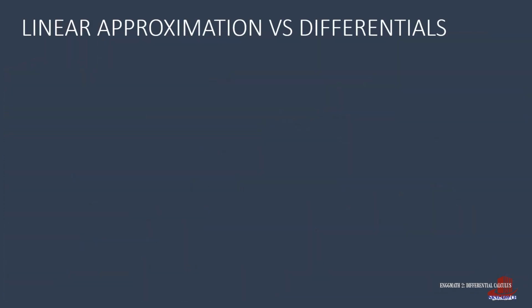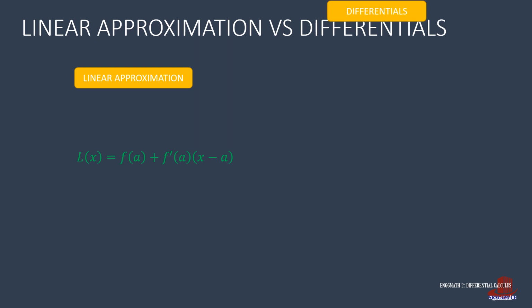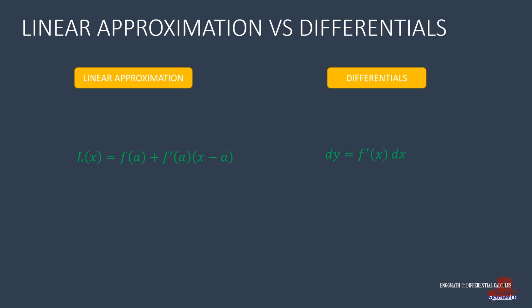Before starting with some examples, let's summarize the main equations for both methods. In linear approximation, the equation is L of x, which stands for the linear approximation of a certain number, equal to f of a plus f prime of a multiplied by x less a. Differentials, on the other hand, works with the concept of dy taken as f prime of x times dx, and dy is equal to delta y.